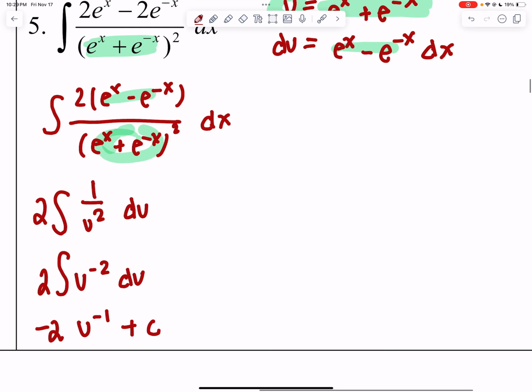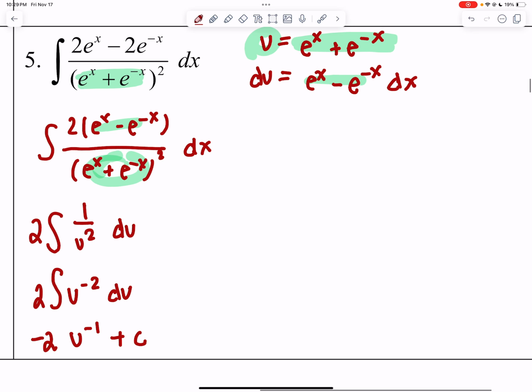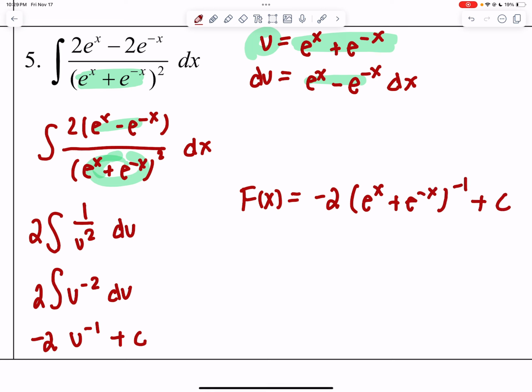Then, if I know that u is e to the x plus e to the negative x, I'm going to get my antiderivative to be negative 2 times e to the x plus e to the negative x, to the negative 1, plus c. Or if I were to make this prettier, I'm going to get negative 2 over e to the x plus e to the negative x, plus c.